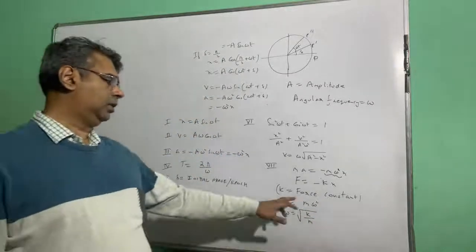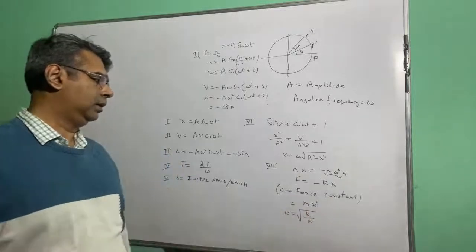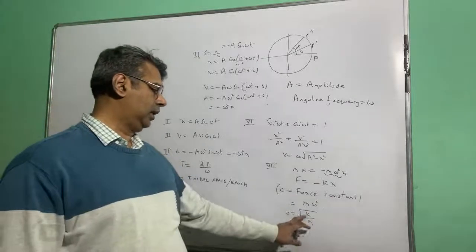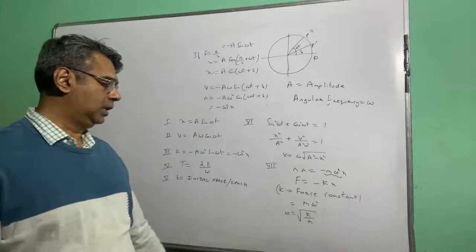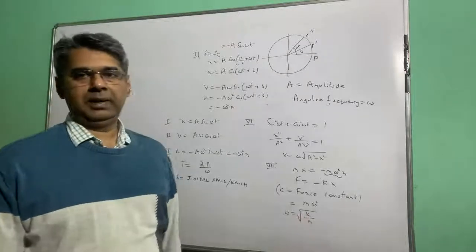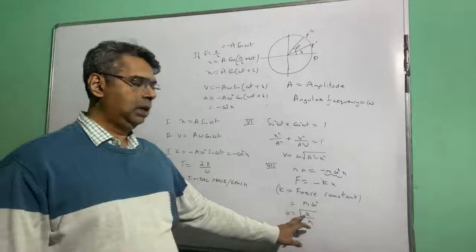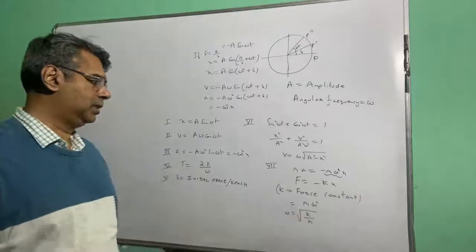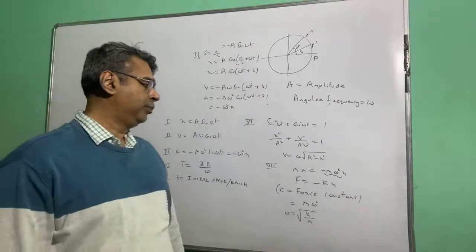So k is called the force constant and k is m omega square, so omega is root over k by m. So this omega is root over k by m is a relation between omega, k and the mass of the particle which is executing simple harmonic motion.